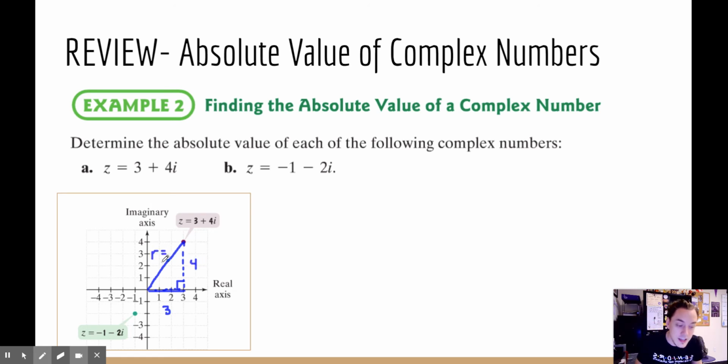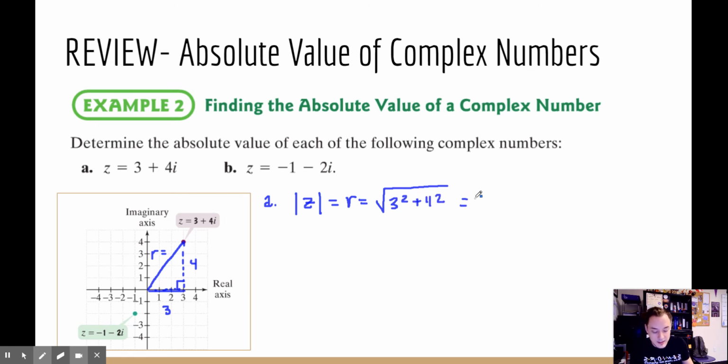Well, it shouldn't take a genius to know if I have a 3 and a 4 for my legs, what should my R be? My R should be simply 5 because it's a 3, 4, 5 triangle, but I'll show you. So this is the absolute value of Z, which is really the same thing as R, and this will equal radical 3 squared plus 4 squared. When I simplify this, I know I'm going to get radical 9 plus 16, radical 25, which is just 5. 3, 4, 5 triangle.